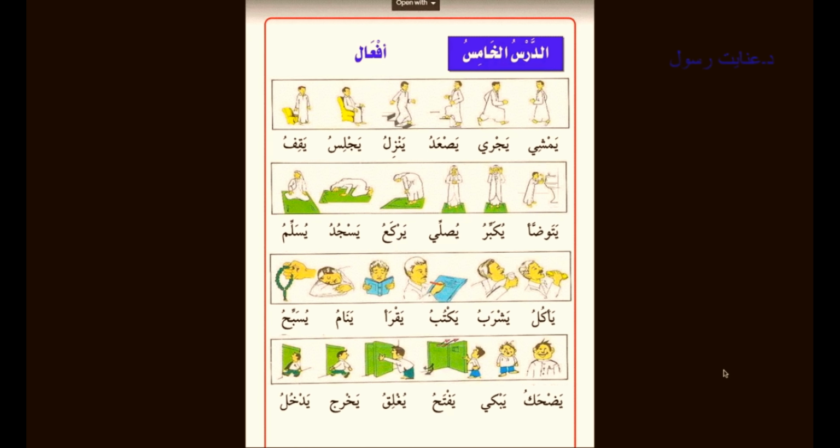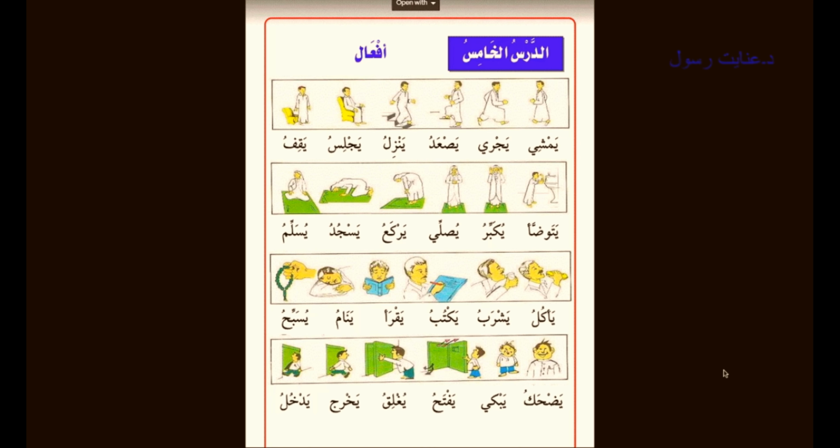And here we go, we have certain verbs. We are not going to read and learn all these verbs written here, but we'll take only a few out of these. Af'al means verbs. Yamshi, yajri, live it. Then we have yas'adu. The picture is, I guess, self explanatory. Yas'adu, he is going upstairs. Yandilu, he is coming downstairs. Yajlisu, he is sitting. Then we'll move on to yarka'u, he is performing ruku in the salah. Yasjudu, he is performing a sajda.